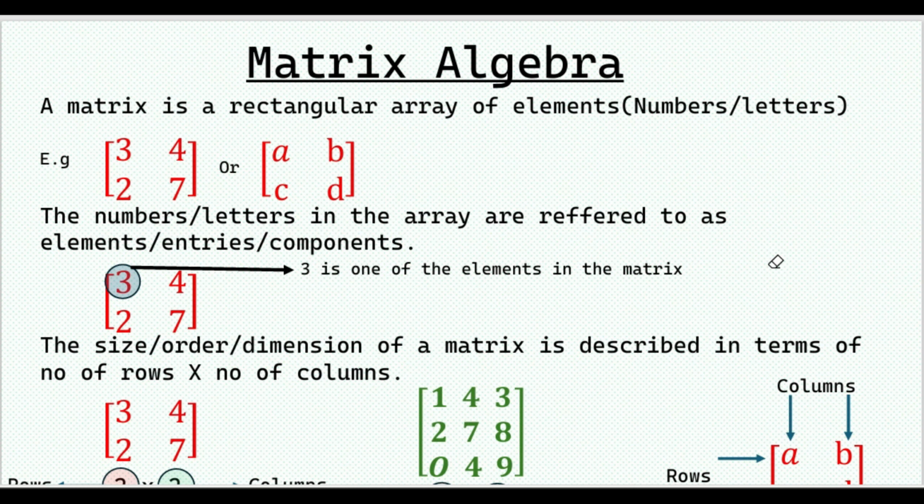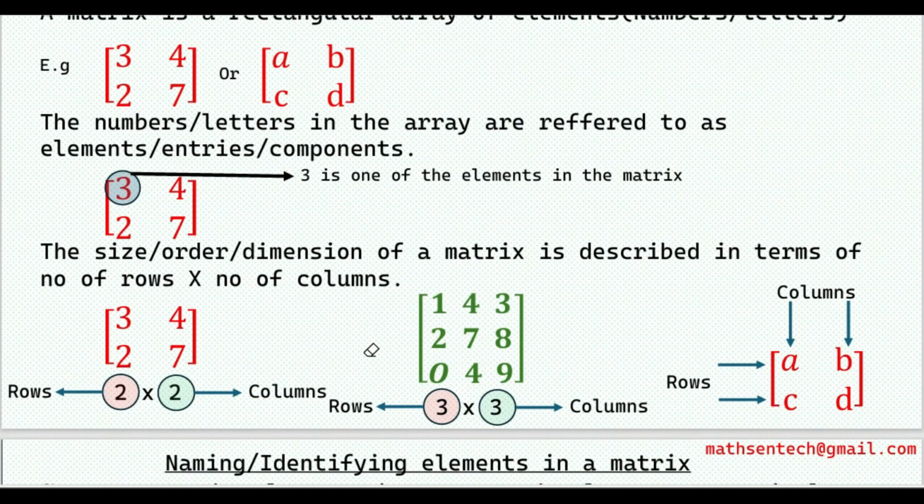The next one is the size and the dimension. When you're talking about the size and the dimension of a matrix, you always start with the rows and then go to the columns. Remember, matrices are rectangular in nature, so they always have rows and columns. For example, we have 3, 4, 2, 7. That is a matrix of order, or size, 2 by 2.